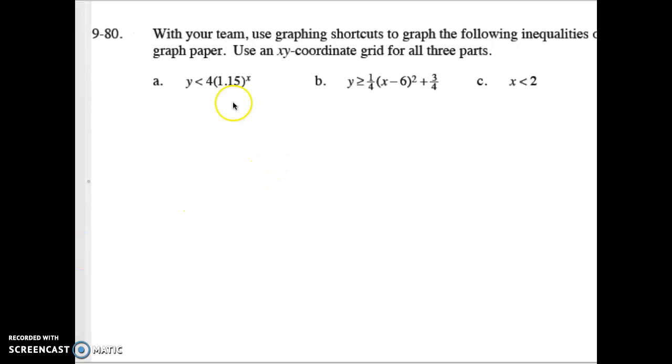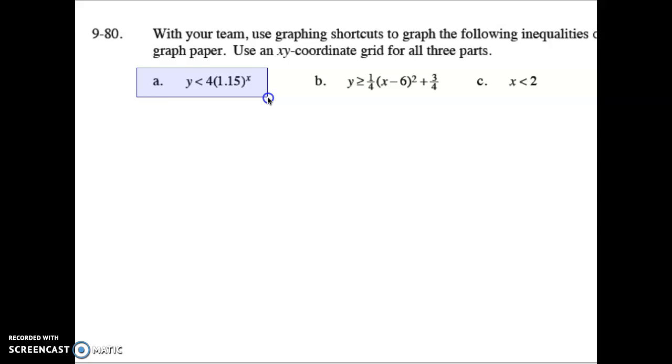Question number 80, you're going to graph this. If you remember right, this one right here is y equals a b to the x power. That's exponential growth. So if you remember what exponential growth graphs look like, you can graph that.